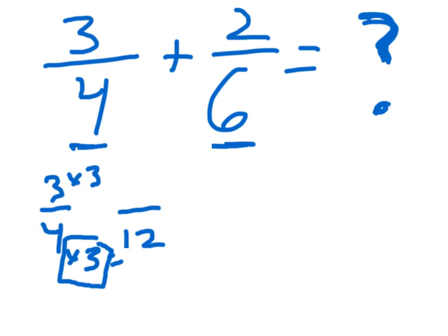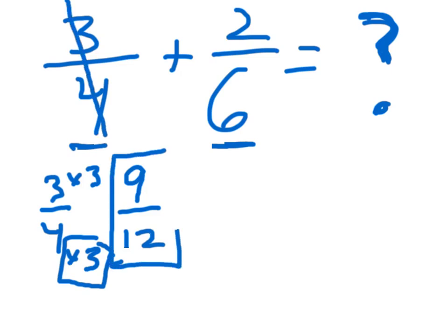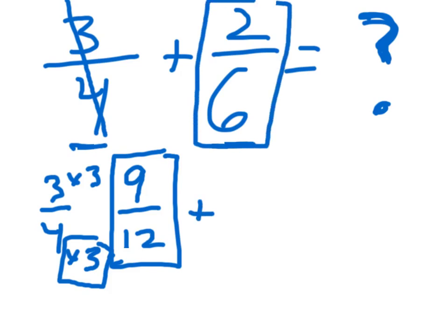And so now our new question, it's no longer 3 over 4, but now it is 9 out of 12. So I'm actually going to cross this out, and this is going to become our new question, 9 out of 12. And then we're going to add that with our next question here, 2 over 6. But we have to change this to the common denominator 12 as well. So we're going to cross that out, and we're going to change that to a common denominator of 12.